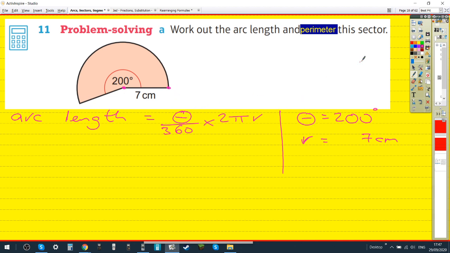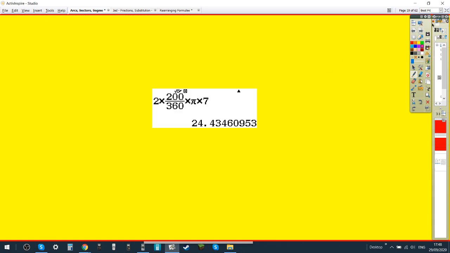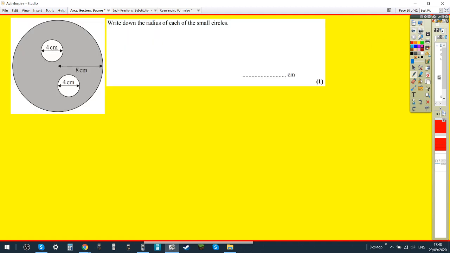And so if you sub those into the formula, what would you have to put into your calculator? What's your working out? 200 over 360, yeah, times 2 pi times 7. Then you just put it in the calculator and write down the answer. I need to get something like that.